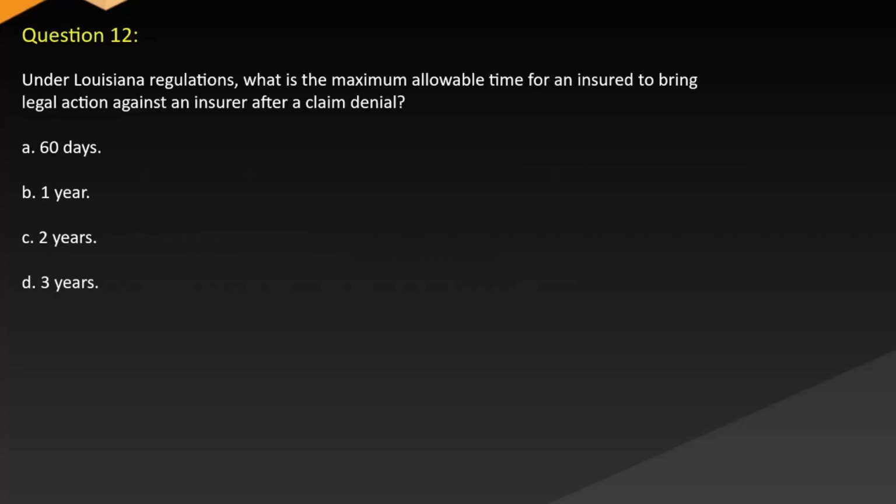Question 12. Under Louisiana regulations, what is the maximum allowable time for an insured to bring legal action against an insurer after a claim denial? A. 60 days. B. 1 year. C. 2 years. D. 3 years.